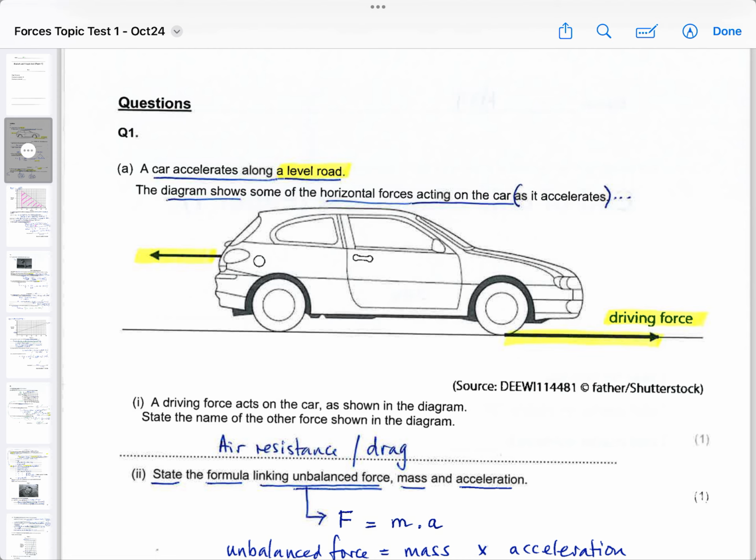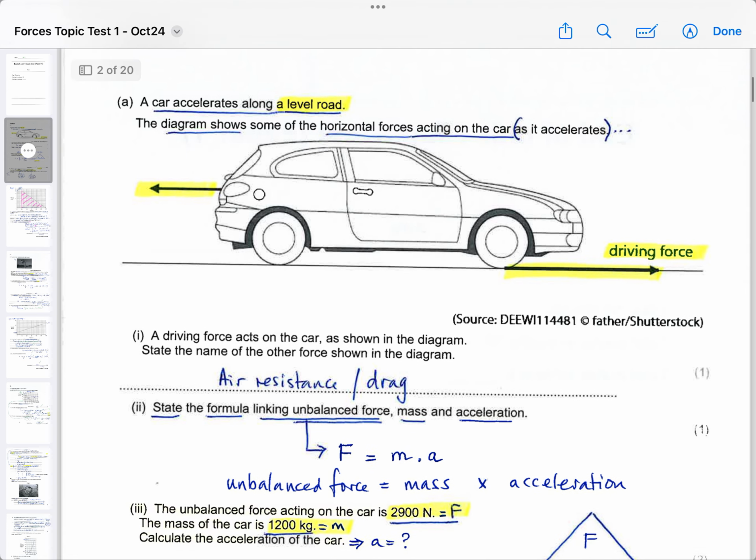So the diagram shows some of the horizontal forces acting on the car as it accelerates. They're telling you it's accelerating, and you should be able to work that out because the driving force, the arrow forwards, is longer than the arrow backwards. So if the force forwards is greater than the force backwards, then it will accelerate. Okay, so the car's accelerating.